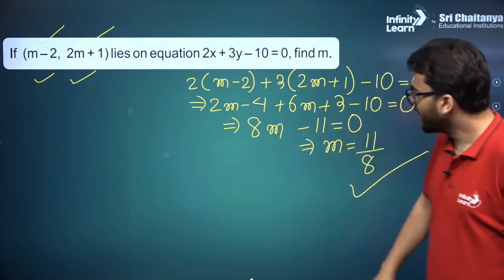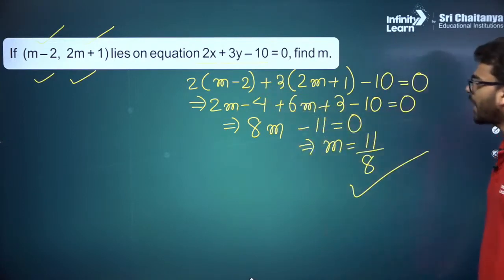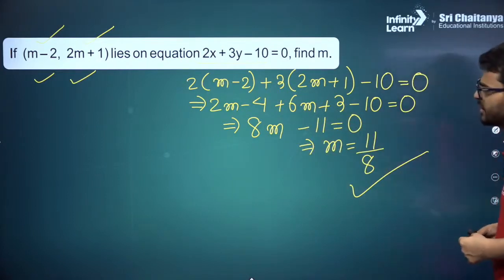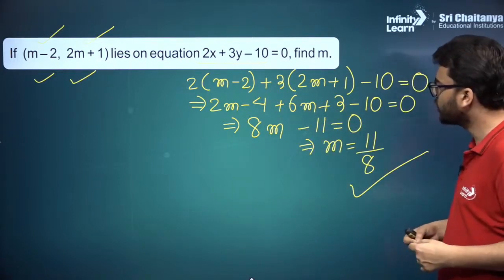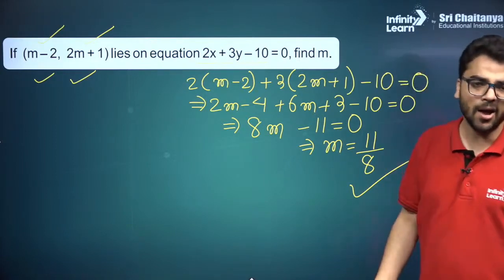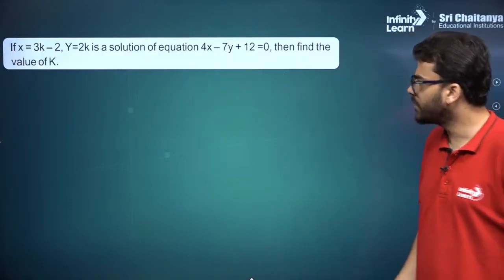You can just check the values. Just put x is equal to m minus 2 over here. So 2m minus 4 and y is equal to 2m plus 1. So 6m plus 3 minus 10. So 8m and then you'll get minus 14. So minus 11. That is correct. 11 by 8. I hope it is clear to every student watching this. And one more question is there.